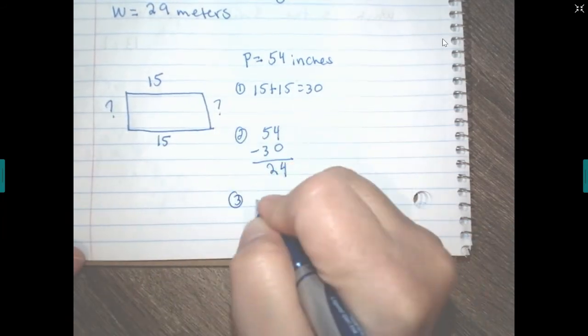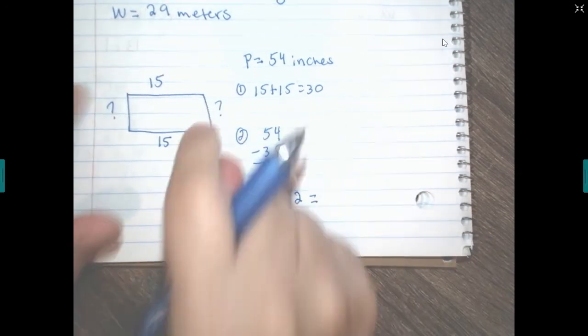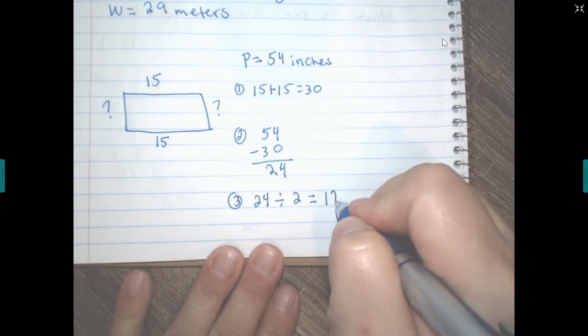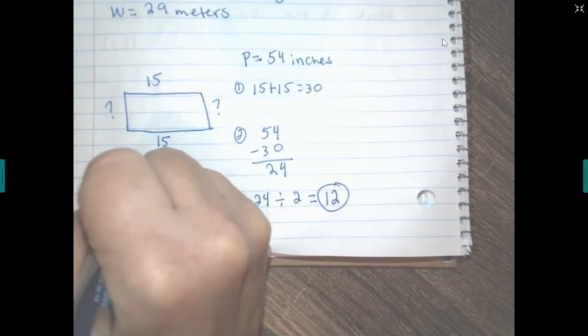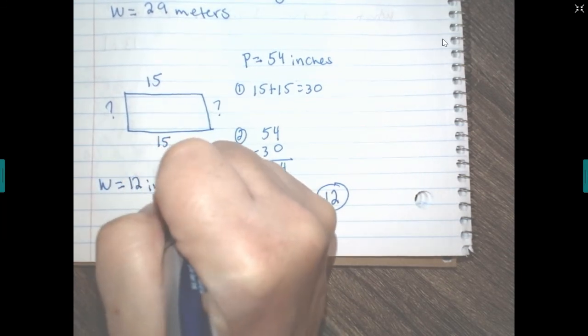So that's our third step. I have to divide 24 by 2 to share it with 2 sides. And I know that's 12 because 12 times 2 is 24. And that's our answer. So the width equals 12 inches.